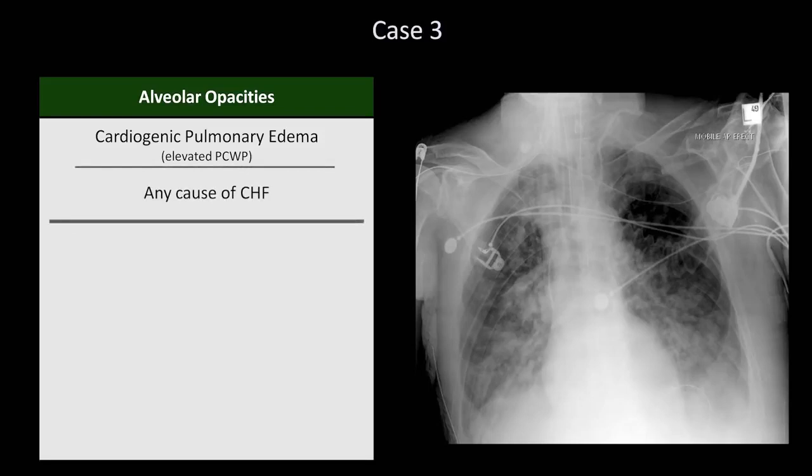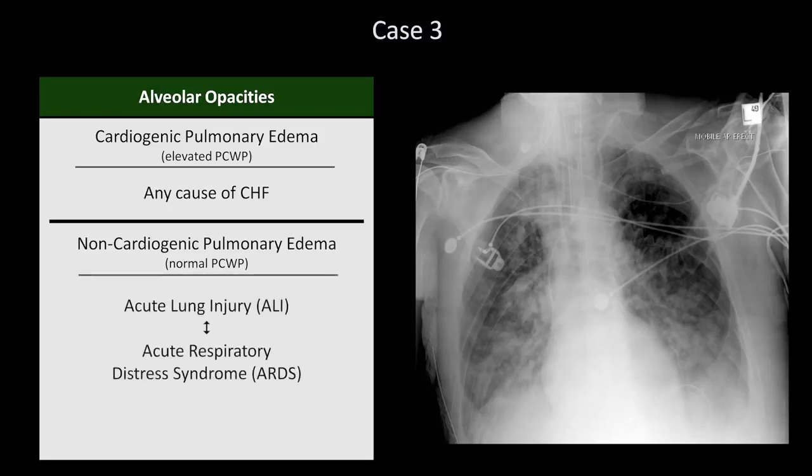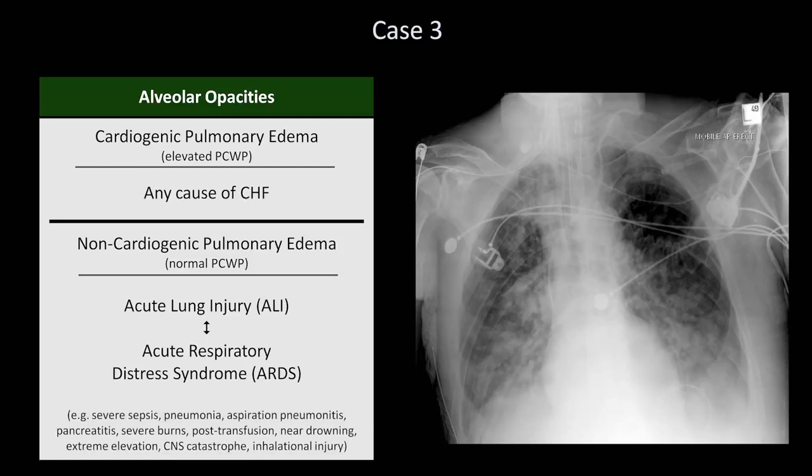The other category is predictably non-cardiogenic pulmonary edema, which has a normal wedge pressure. Diffuse non-cardiogenic edema is often placed into the spectrum between the clinical entities of acute lung injury and acute respiratory distress syndrome, or ARDS. The distinction between ALI and ARDS is simply based on how hypoxemic the patient is. There are many etiologies of non-cardiogenic edema, most notably severe sepsis, pneumonia, and aspiration pneumonitis.